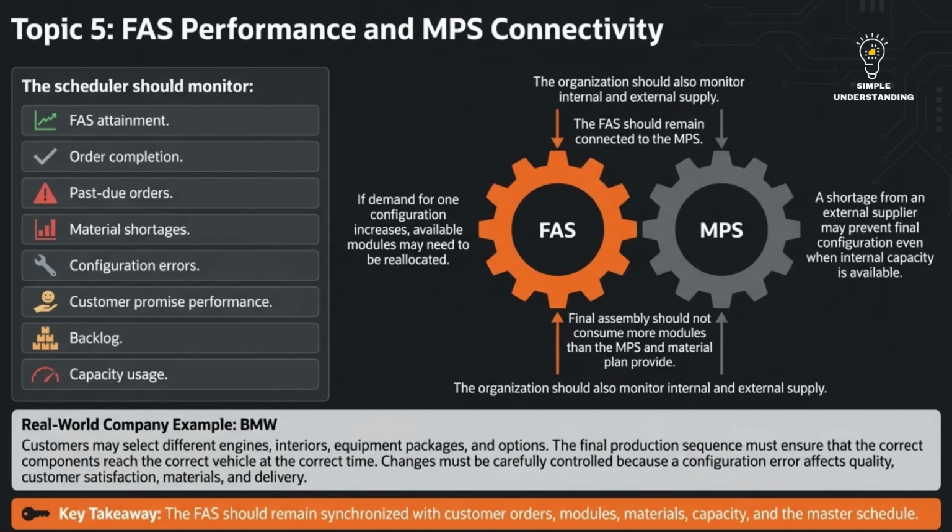The organization should also monitor internal and external supply. A shortage from an external supplier may prevent final configuration even when internal capacity is available. Real-world company example, BMW. Customers may select different engines, interiors, equipment packages, and options. The final production sequence must ensure that the correct components reach the correct vehicle at the correct time. Changes must be carefully controlled because a configuration error affects quality, customer satisfaction, materials, and delivery.